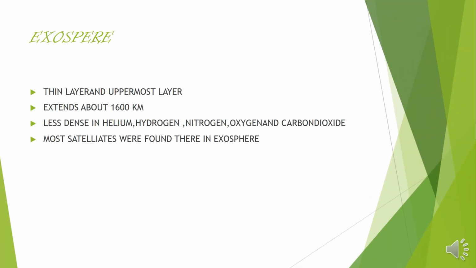Exosphere. It is the thinnest and uppermost layer of the atmosphere, extending about 1600 km. It is less dense, with helium, hydrogen, nitrogen, oxygen and carbon dioxide. Most satellites are found there in the exosphere.